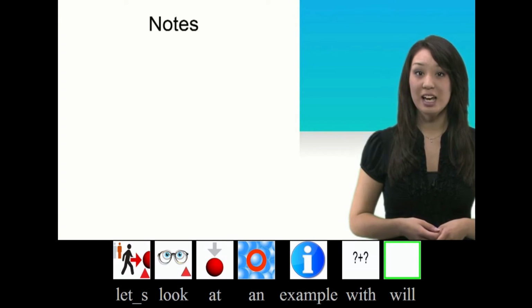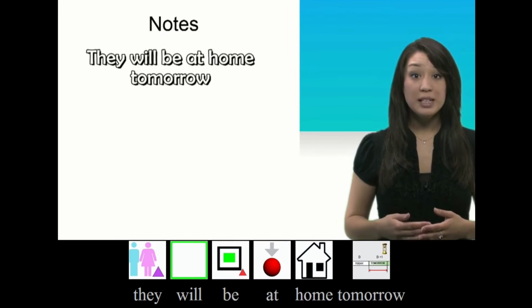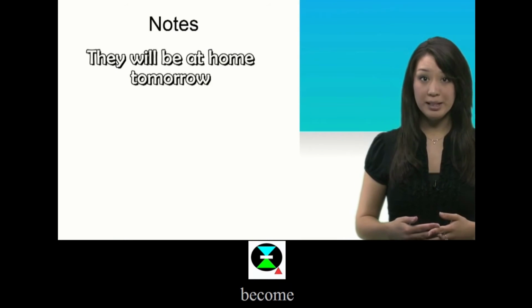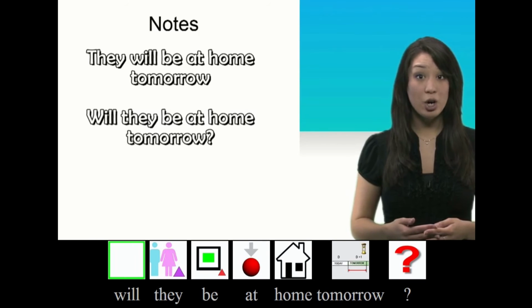Let's look at an example with will. They will be at home tomorrow becomes, will they be at home tomorrow?